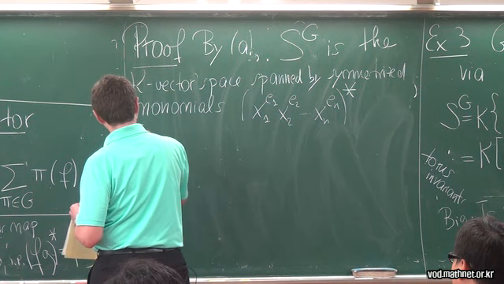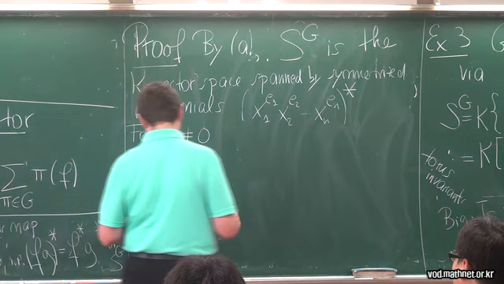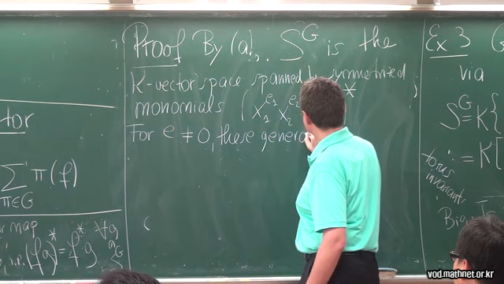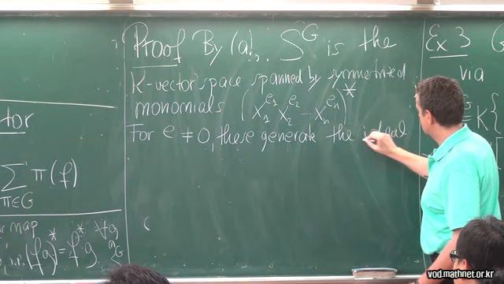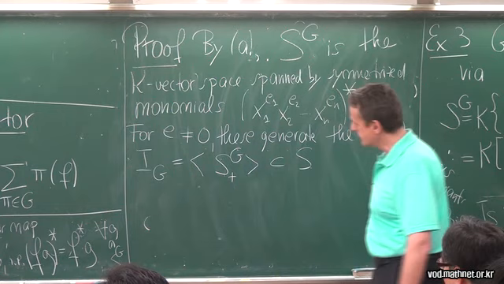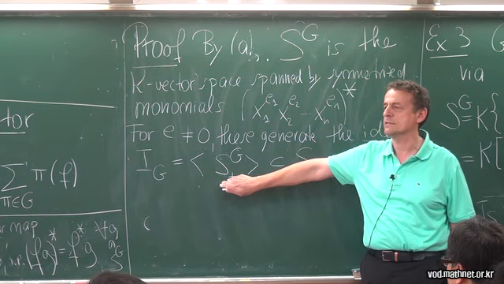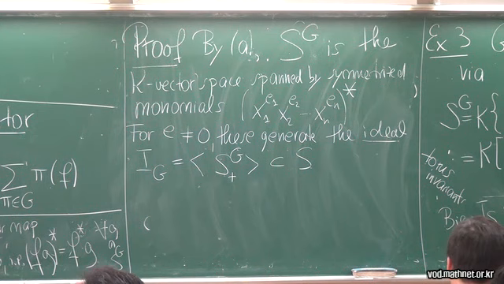Now, if the exponent vector e is not the zero vector, so this is not the monomial one, then these symmetrized monomials generate an ideal, I_G, which I'm going to denote by S_+^G inside S. Well, what do I mean by this notation? I mean the set of all homogeneous invariants of positive degree. So I look at all the invariants other than the constants, and that's the ideal generated by those. So I take the set of infinitely many symmetrized monomials, and they generate an ideal.